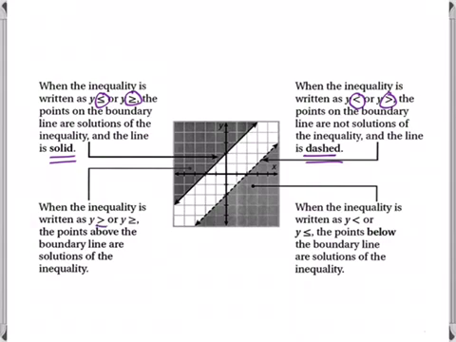When you have the greater than or equal to symbols, you're going to generally shade your inequality above the boundary line. When you have a less than or equal to inequality symbol in your equation or your inequality, you're going to shade below your boundary line. Just some things to keep in mind as we graph.